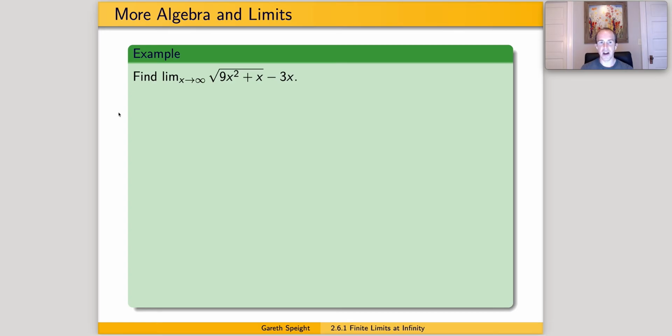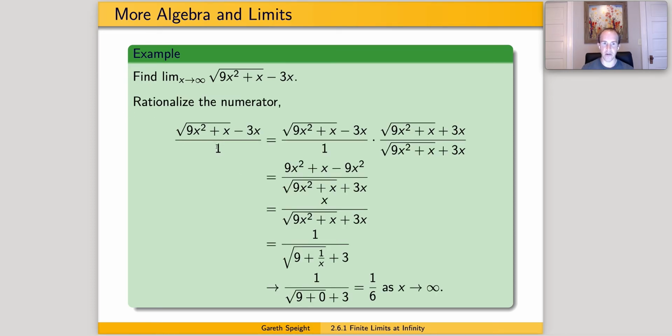And the trick is to rationalize the numerator. It doesn't look like it makes sense to rationalize, because there isn't a fraction, but we can just make it a fraction by writing whatever we have as that thing divided by 1. So here we write our expression as the same thing divided by 1. And then it makes sense to rationalize the numerator. So we multiply top and bottom by the conjugate of the root on the top. And then we expand and we cancel. And so we get x divided by square root of 9x squared plus x plus 3x.